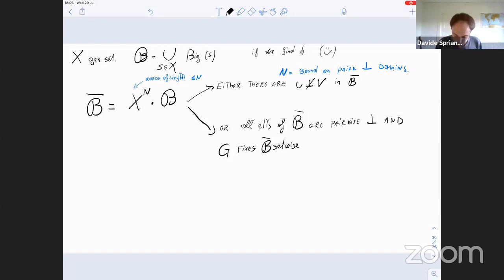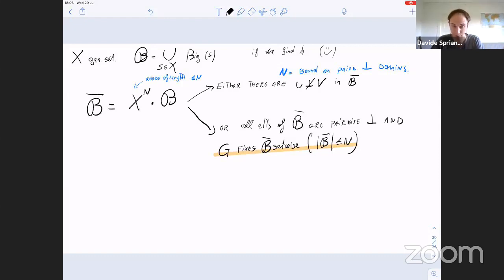Okay. And what's the idea? The idea is that the size of B bar is at most n, and if G would not fix B bar setwise, then it would keep increasing. So I keep applying the generating set, and this would keep increasing, but it cannot increase. So this means that it's just fixing it setwise. Okay, this is the whole argument. And very good. And now, what does this mean? So this means G fixes a set of pairwise unbounded domains.